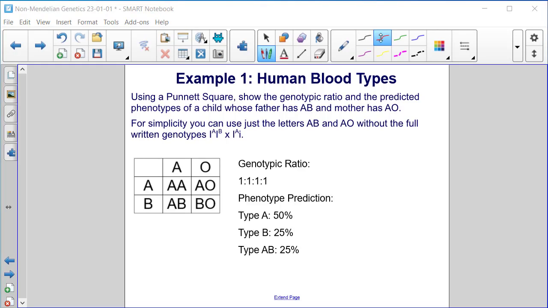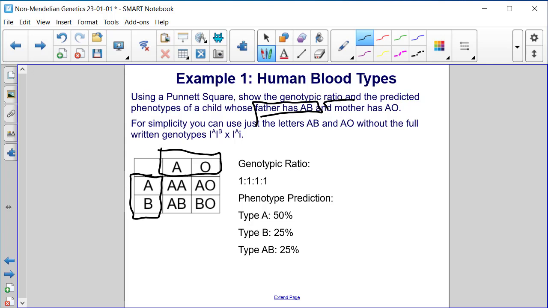Okay, so let's take a look at our Punnett square. We have the AB on the left, contributed from the father, and the A or O on the top, contributed by the mother. So the resulting genotypes are AA, AO, AB, and BO. So all four of these genotypes are different.